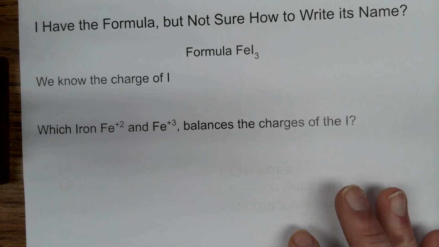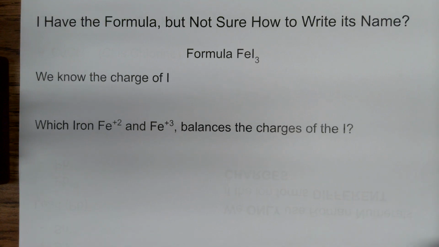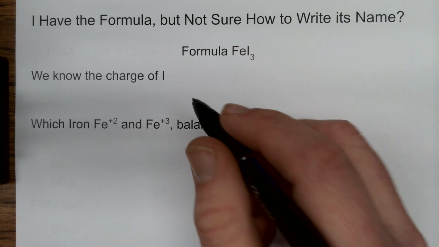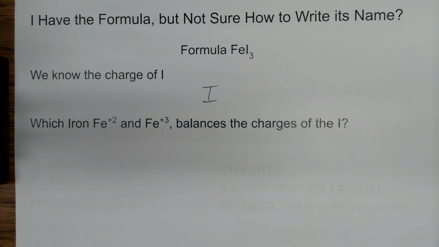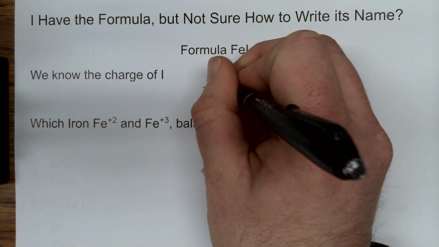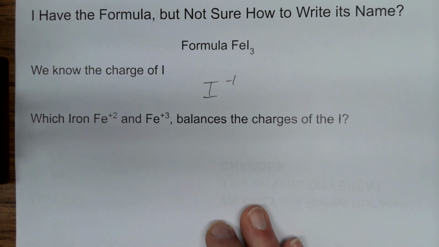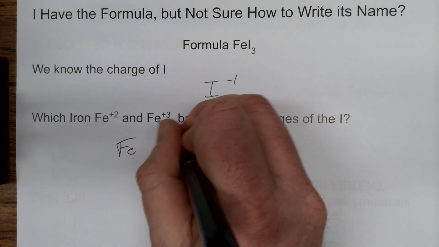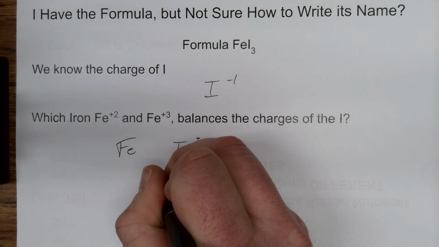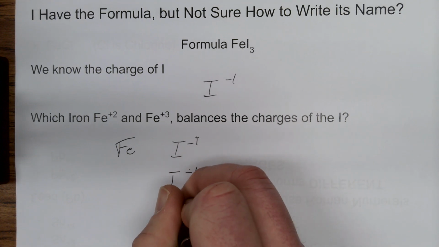We focus on what we know. What is the anion for iodine? Iodine has an anion of what? Minus 1. I have 3 of them, and I only have 1 iron. So I have 1 iron and 3 iodines.